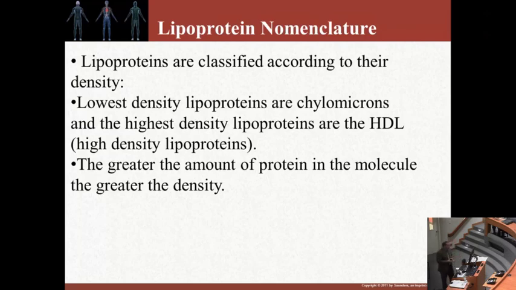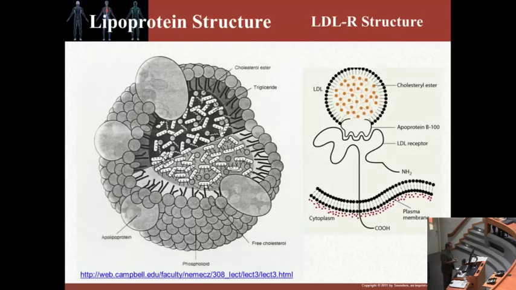Remember, in terms of nomenclature, that these lipoproteins are classified according to their density. So LDL, HDL, VLDL stands for low density, high density, and very low density lipoproteins. Okay, and so remember, the greater amount of protein that exists within that molecule, the greater the density. And that's what these molecules look like.